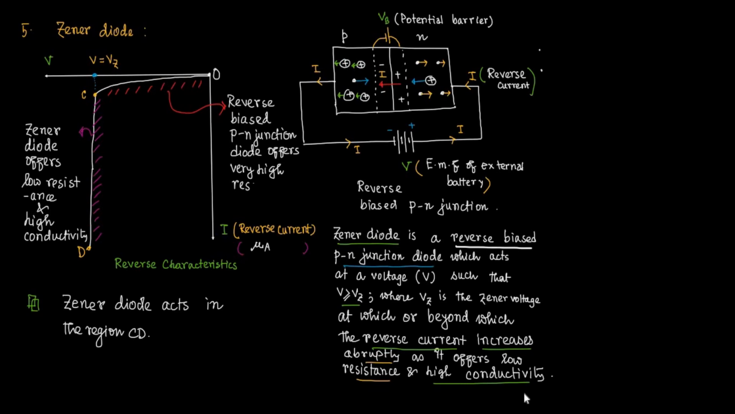And this is a very strange characteristic of reverse bias PN junction diode. Initially, it offers very high resistance against current, and at a certain voltage, that is at V equal to Vz, it starts to offer low resistance. Initially, current will be very small or zero, but beyond the point C, the current becomes very large. That means in the region OC, reverse biased PN junction diode offers very high resistance and low conductivity.